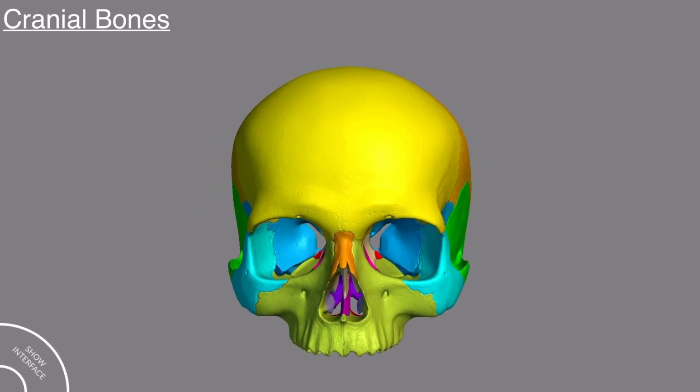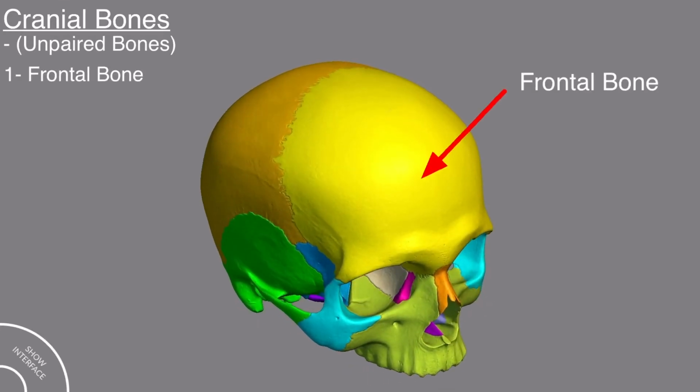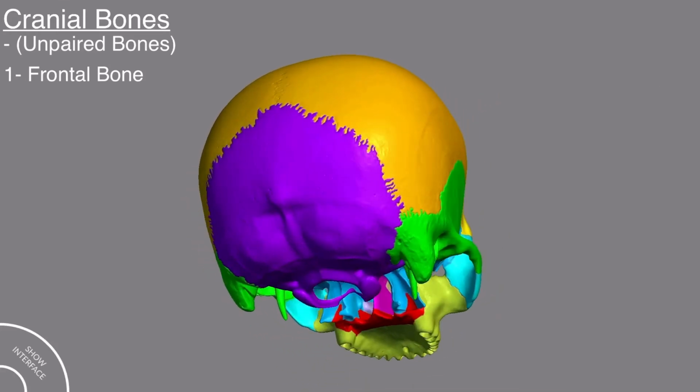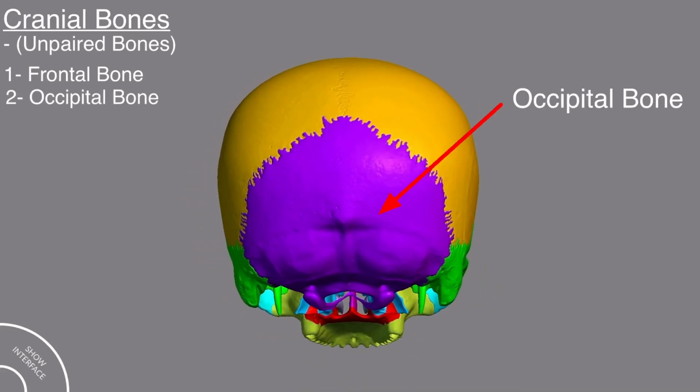Now we move to the unpaired cranial bones. These include the frontal bone. This yellow is the frontal bone. The occipital bone. This purple is the occipital bone.